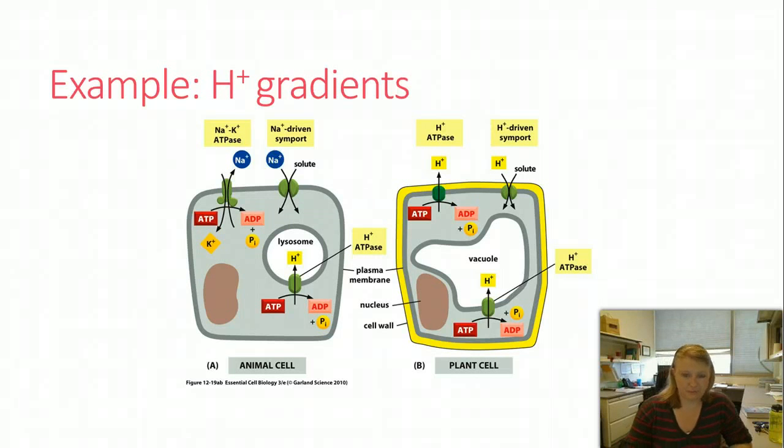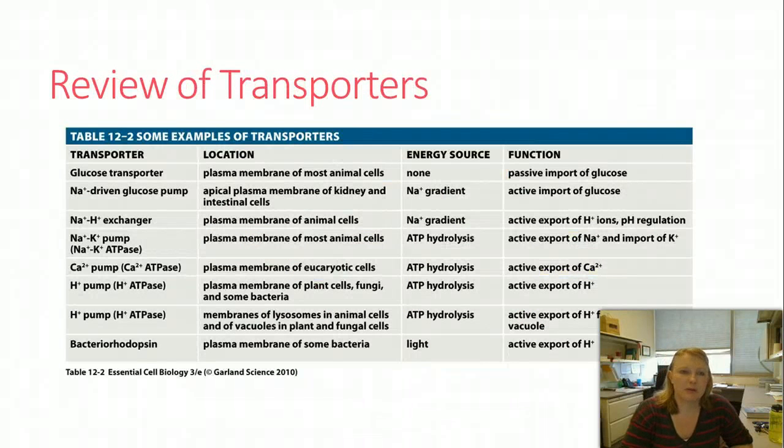So here's just a quick review of our transporters. We have some examples of the uniport, which remember is one thing going in one direction, antiports, which are two things going in opposite directions, and symports, which are two things going in the same direction. I expect you to be able to discuss all of these examples that we talked about. If you have any questions about any of these, please let me know, and then we'll go over them some more in class.